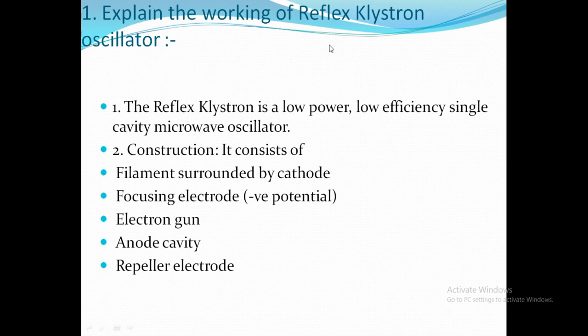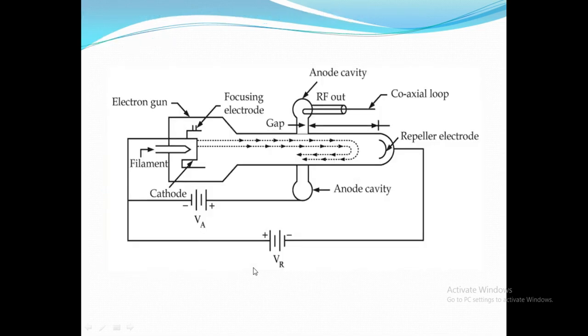So the first one is the working of the reflex klystron oscillator. The reflex klystron oscillator is a low power, low efficiency, single cavity microwave oscillator. It consists of a filament surrounded by the cathode, focusing electrode, electron gun, anode cavity and a repeller electrode. It has only one cavity.